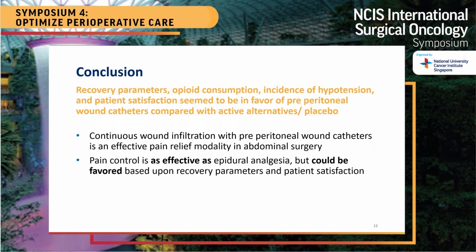So to put it simply, pre-peritoneal wound catheters compared to neuraxial analgesia is associated with more patient acceptability and comfort, less concern about motor blockade, less serious side effects like epidural hematoma, especially with patients on anticoagulants, less time taken for administration, less chance of failure, less expensive, and probably less skill required.